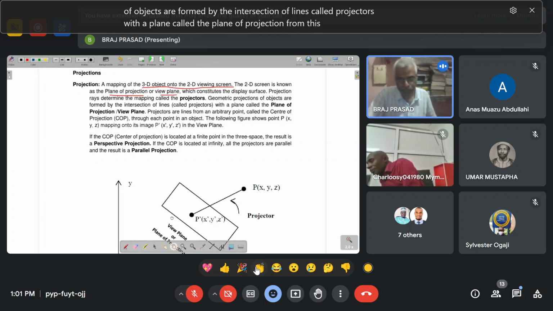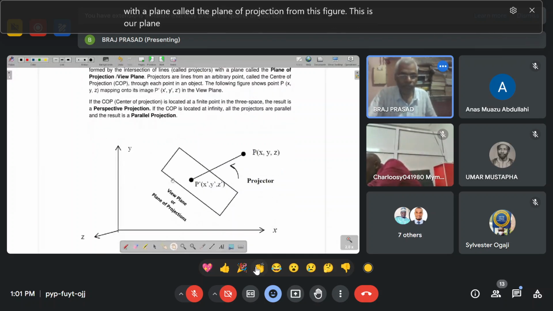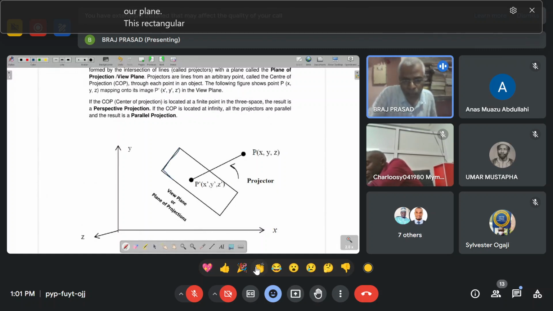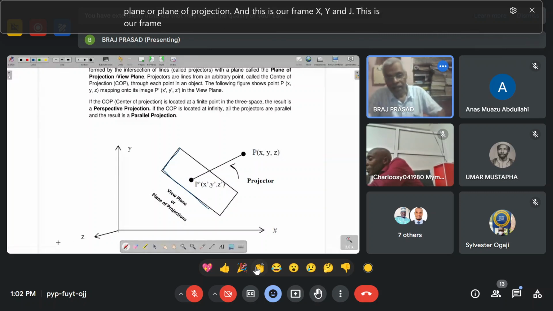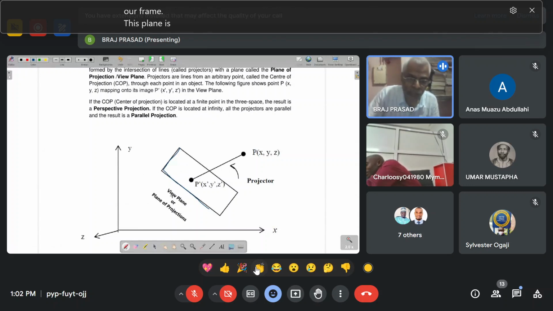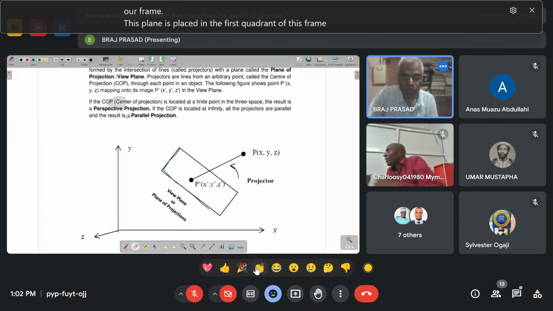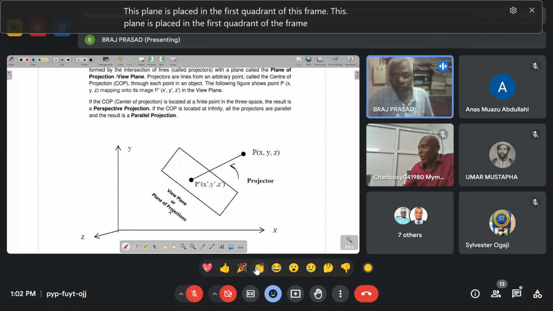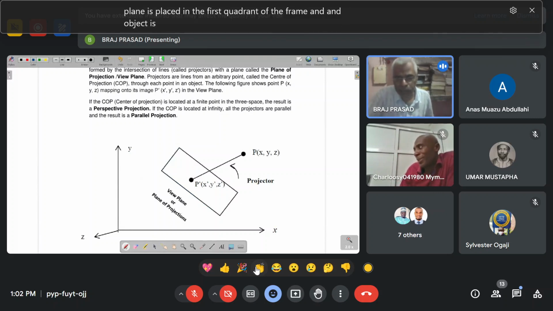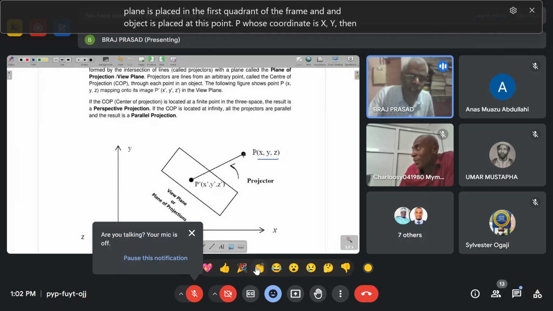From this figure, this rectangular box is our plane, and this plane is known as a view plane or plane of projection. And this is our frame x, y, and z. This plane is placed in the first quadrant of the frame, and an object is placed at this point P, whose coordinate is x, y, z.